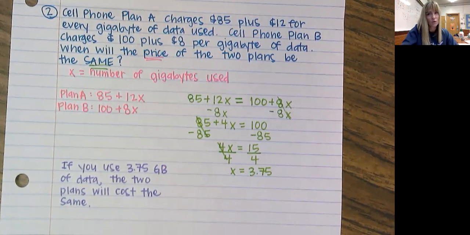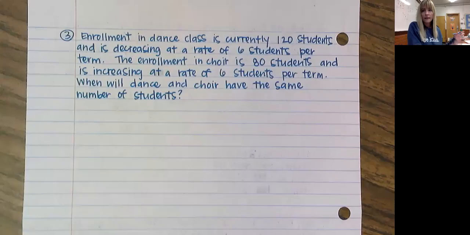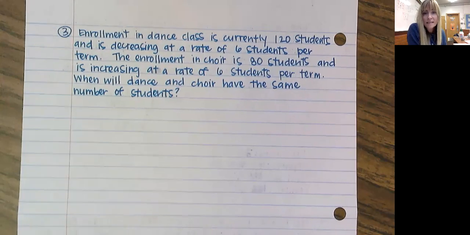All right, we're just gonna do one more. So everybody flip your paper over. Ta-da, number 3. Enrollment in dance class is currently 120 students and is decreasing at a rate of 6 students per term. The enrollment in choir is 80 students and is increasing at a rate of 6 students per term. When will dance and choir have the same number of students?